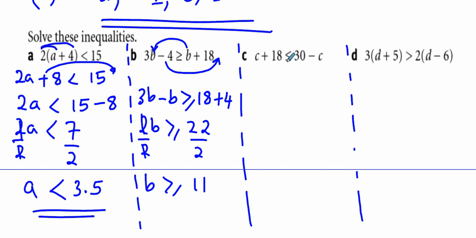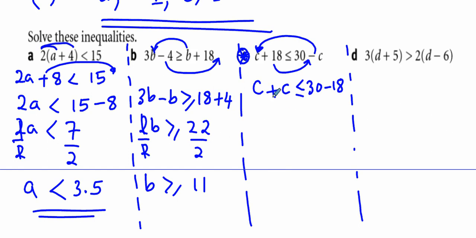We also collect like terms. We have 2 C's. This C is for the question. Okay, let us move on. This C here, the negative C, will be shifted to the left hand side, and the positive 18 will be shifted to the right hand side. So this will be C plus C is less than or equal to 30 minus 18. 1C plus 1C is 2C, less than or equal to 30 minus 18.